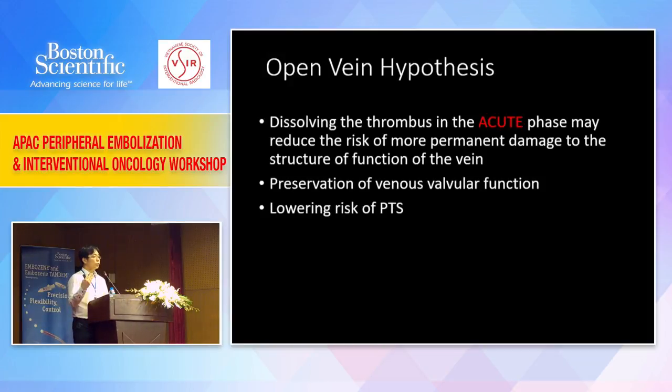And you want to, in an open vein concept, dissolve the clot in the acute phase. Okay, so that is to reduce the risk of more permanent damage to the underlying function of the vein, which means it includes the endothelium as well. And you want to preserve the venous valvular function, because once the PTS sets in, your venous valves are damaged, and that will result in PTS. Okay, and once the clot gets chronic.